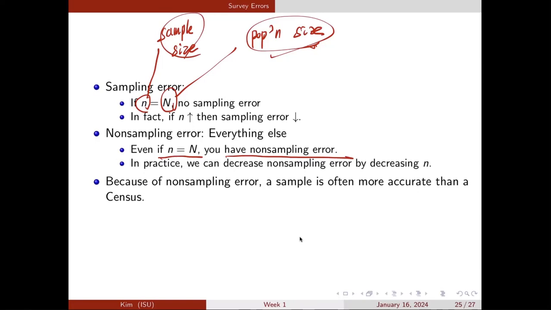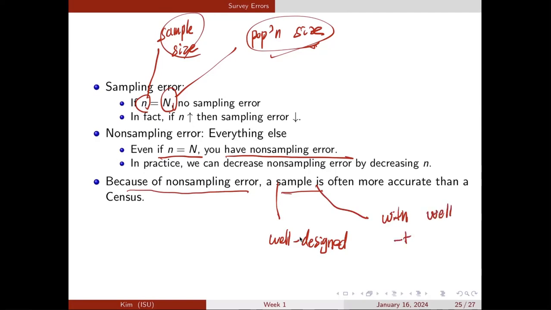Because of the non-sampling error, a well designed sample with well trained interviewers is often more accurate than a census.